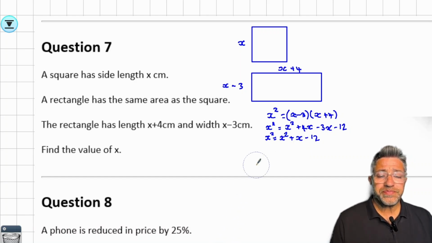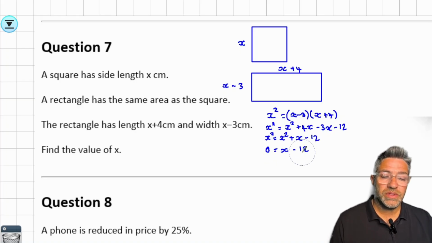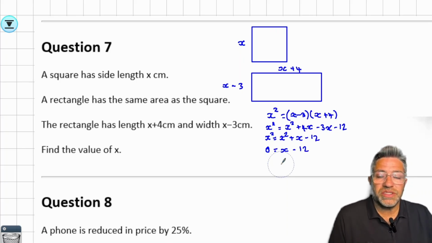So actually, I can subtract x squared from both sides because I will still be balancing my equation. So that will leave me with 0 equals x minus 12. I can then isolate the x, because that's what we're trying to do. We're trying to find the value of x by doing the inverse operation of minus 12. Well, the inverse of minus 12 is add 12. And remember, I must balance, so I do it to both sides. So our value of x is 12.